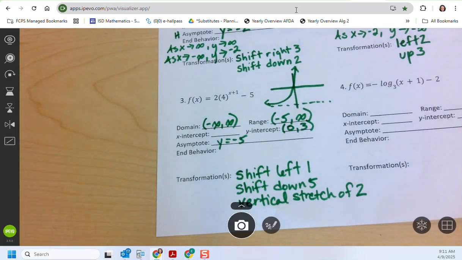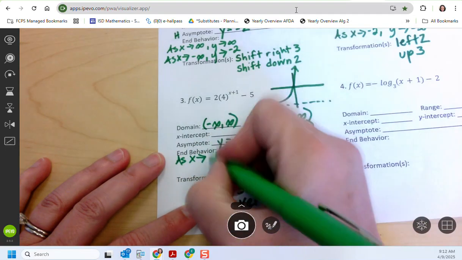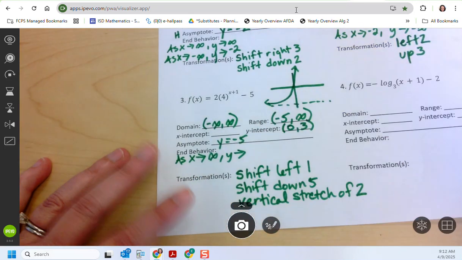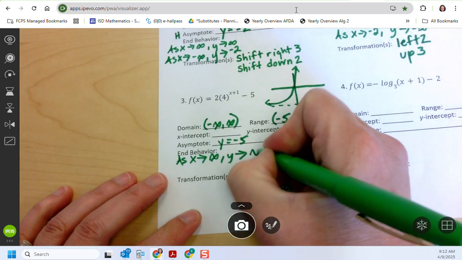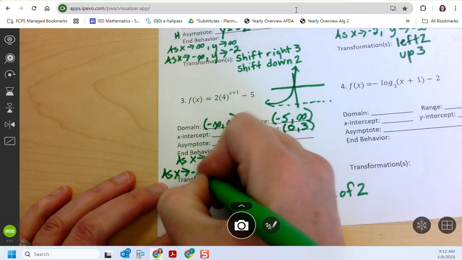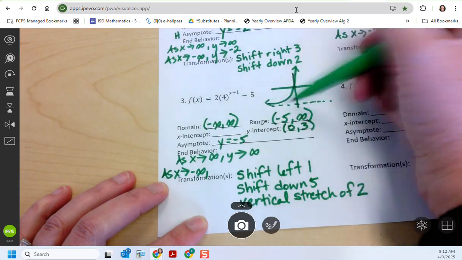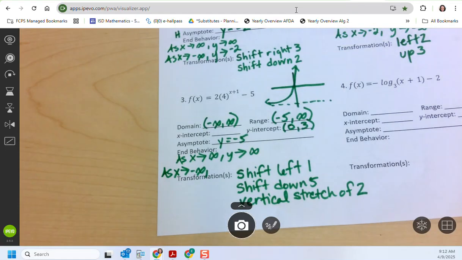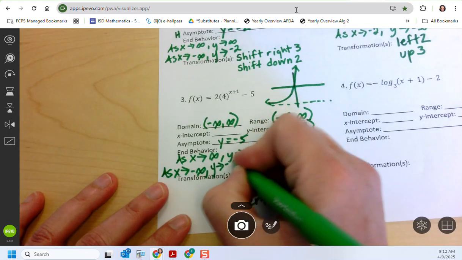Let's do your end behavior. As x goes to infinity, what does y go to? Infinity, good. And as x goes to -infinity, take a look at the picture. As x goes to -infinity, it's getting closer and closer to what number? -5, right, the asymptote. So y goes to -5.